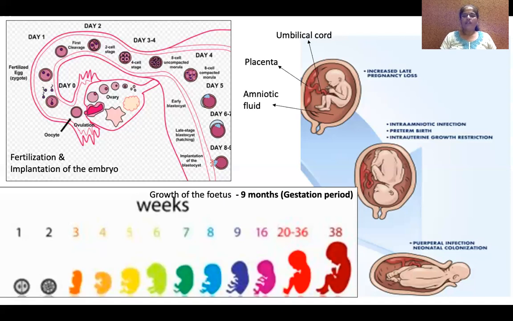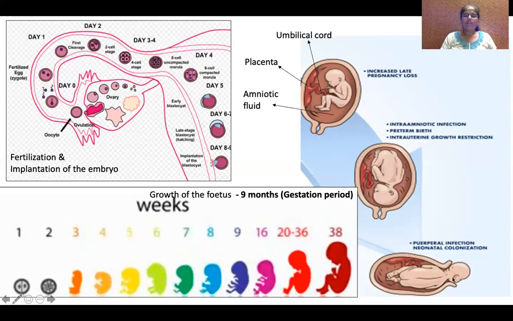This is the details of human reproduction, starting from ovulation, fertilization, implantation, growth of the fetus inside the womb or uterus, and delivery at the end of 9 months.